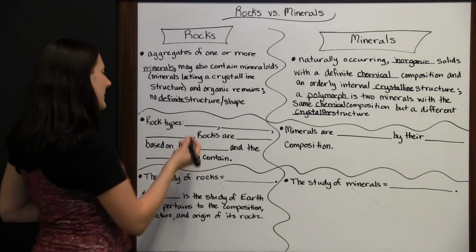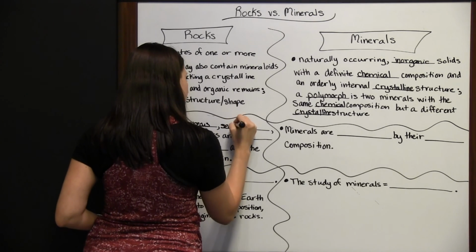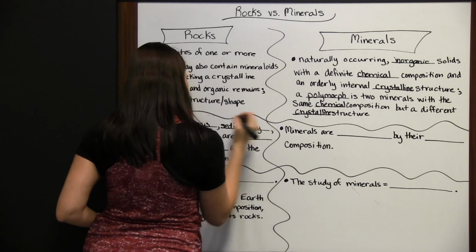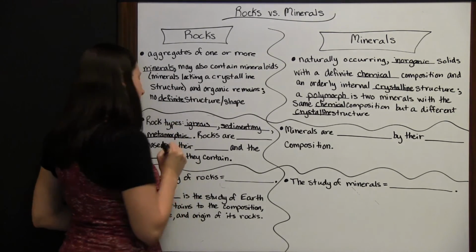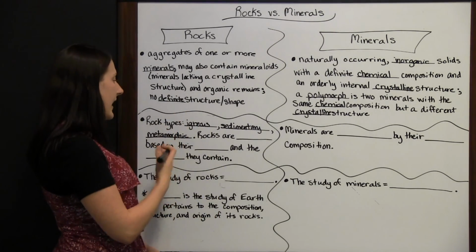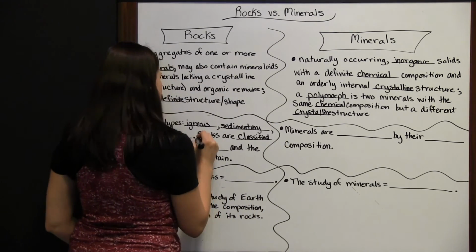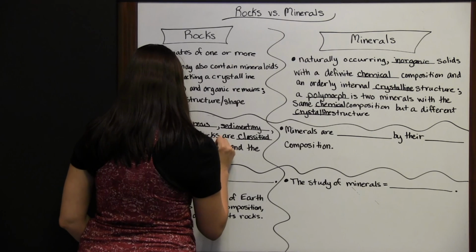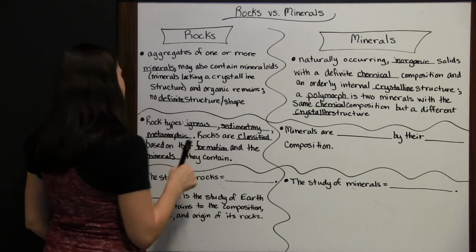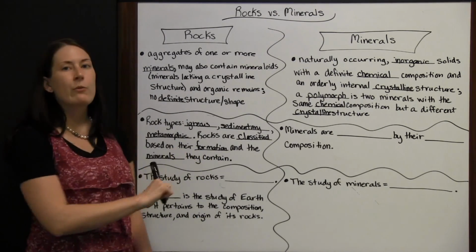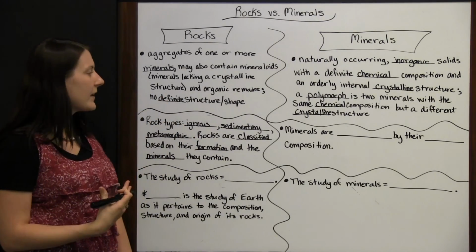Now, rock types are igneous, sedimentary, and metamorphic. So these are the three rock types that a rock could be classified as, and rocks are classified into one of these three types based on their formation and the minerals they contain. So how were they formed and what are they formed of? When you know those two things, you can classify your rock as igneous, sedimentary, or metamorphic.